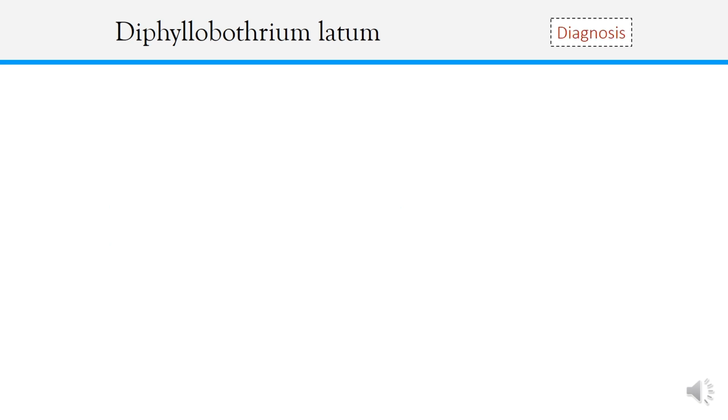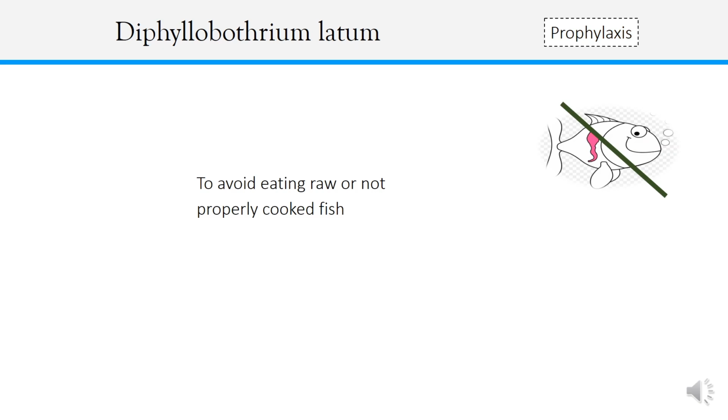How to diagnose this disease? Diagnosis is performed with demonstration of body segments of this parasite or eggs in the fecal materials. And how to prevent this disease? People should avoid eating raw or not properly cooked fish.